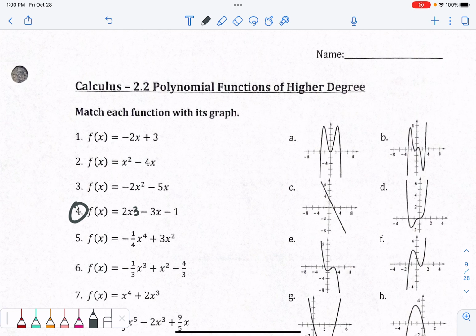What does to the third look like? It's like one of these guys or something. What does it mean when you have an x in the second spot? So this one maybe. Okay, good? Happy with that?